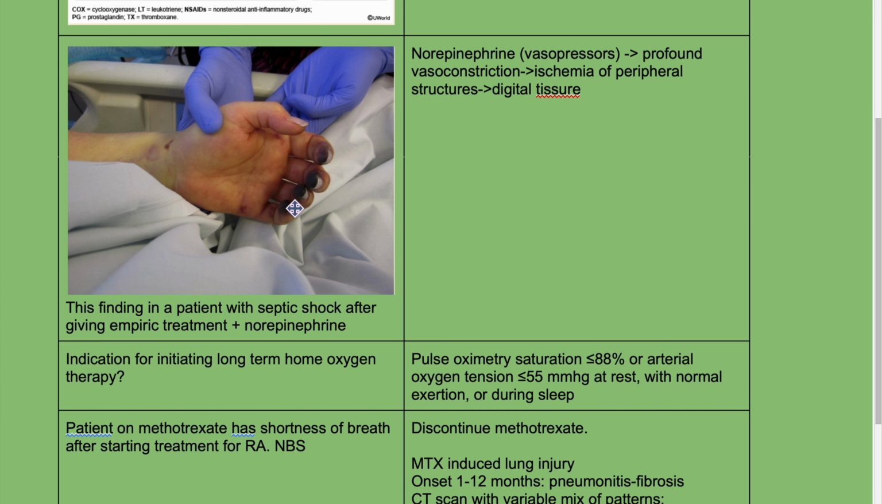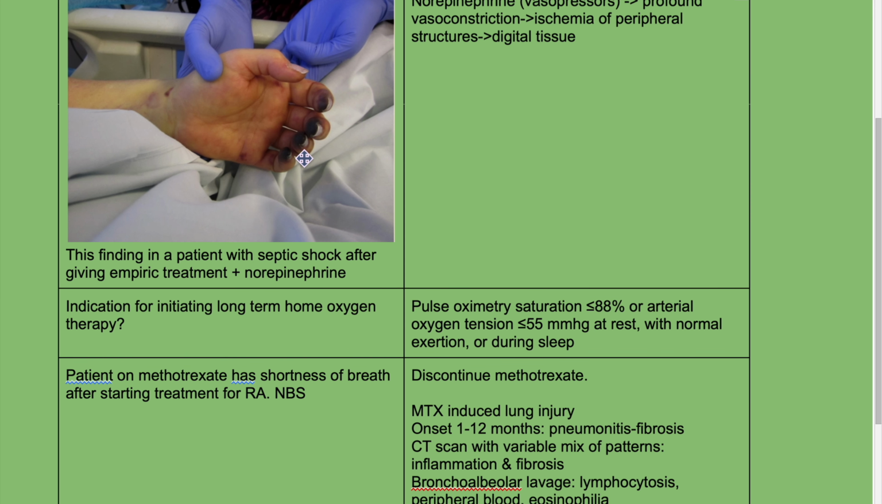Okay, so you have a hand with dark fingertips. Looks like gangrene or something like that. Okay, so this finding is in a patient with septic shock after giving empiric treatment plus norepinephrine. Okay, so what happened here was norepinephrine is a vasopressor, which causes profound vasoconstriction, and that leads to ischemia of peripheral structures, including digital tissue. Okay, so that's because of that norepinephrine.